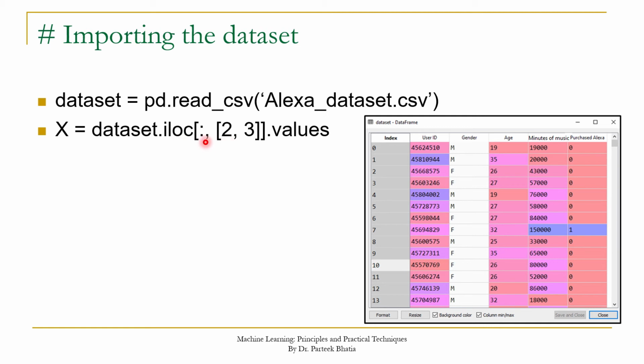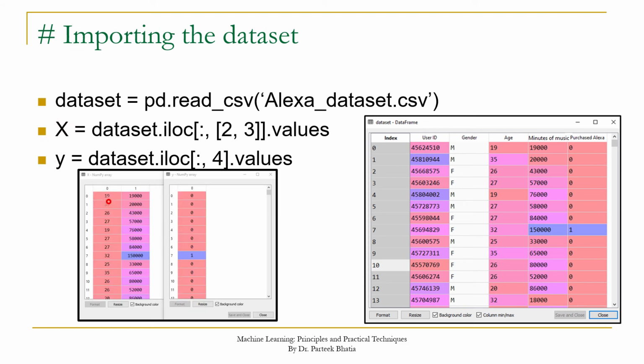For X we are selecting all the rows but columns at the index values 2 and 3. So X has been created. Now let us create Y by selecting all the rows and the column at the index value 4. So here X and Y have been created, and you can see here these are the contents of X, which contain the information about age and minutes of music consumed, and this is Y, which indicates whether the customer has purchased Alexa or not.